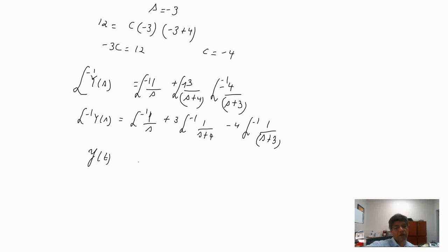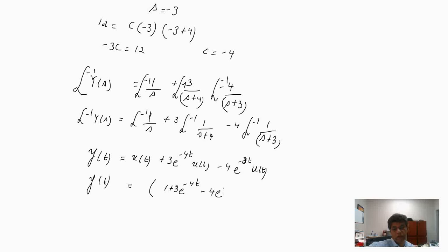So y of t, inverse Laplace of 1 over s, as you recall, is u of t. All this is coming from the table now. Plus 3 e to the power of negative 4t u of t, and then plus minus 4 e to the power of negative 3t u of t. Okay, so we can factor out u of t if you wanted to. So this will become 1 plus 3 e to the power of negative 4t minus 4 e to the power of negative 3t, times u of t.